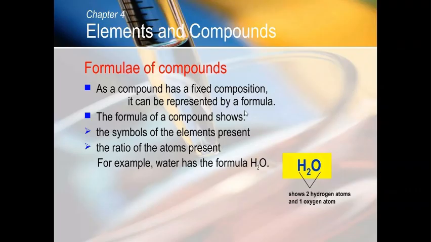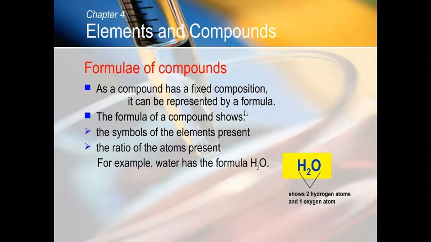Moving on, let's look at the formulae of compounds. A compound has a fixed composition. For example, if we have H2O, it always has two hydrogen atoms and one oxygen atom. So the formula of a compound shows the symbols of the elements present. It shows what elements are in it. And not only that, it also shows the ratio of atoms present.